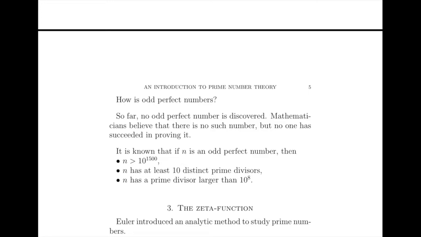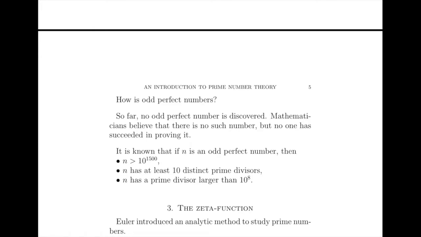Now it is known that, for example, if n is an odd perfect number, then n is greater than 10 to the 1,500, and n has at least 10 distinct prime divisors, etc. So these facts imply that an odd perfect number looks quite impossible. But still, no one can prove this fact completely. So if you are interested enough, please try to prove this odd perfect number problem.